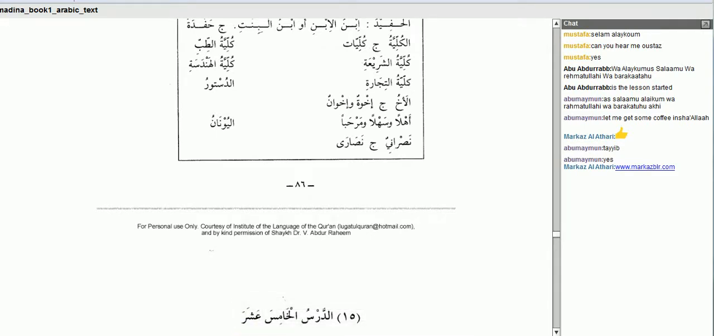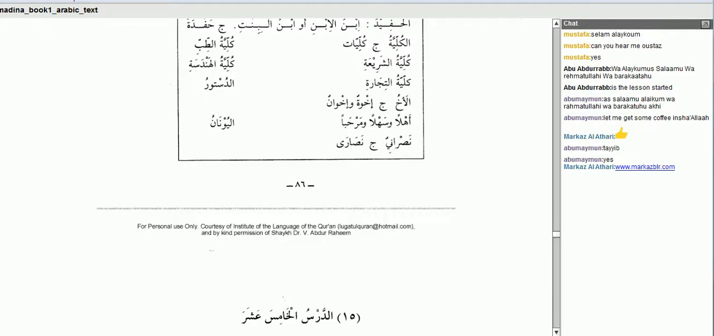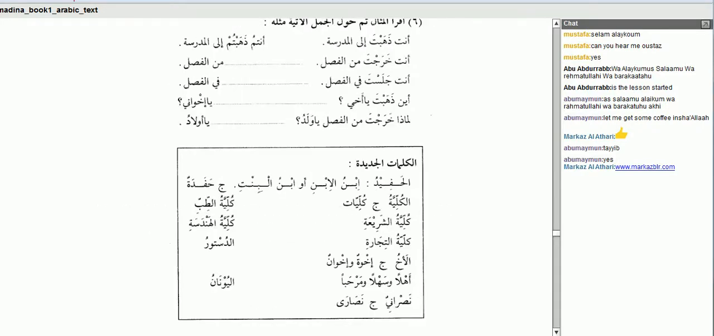So we finished Dars al-Rabi' Ashar, lesson 14, and we had practiced some of these ضمائر المتصلة, these pronouns which join on to the verb ذهبت, ذهبتم. This particular lesson was introducing ذهبتم, introducing the verb, the pronoun tum, which relates to antum.